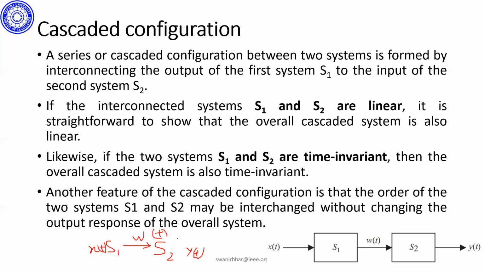Now if I change it and make S2 then S1, the same input is there, but here instead of w(t) it will be v(t), and the output is again y(t). So here S2 is coming first, you get v(t). S1 is coming first, you get w(t). But input and output remain the same because it is linear and time invariant. So like this, we can have this kind of thing.